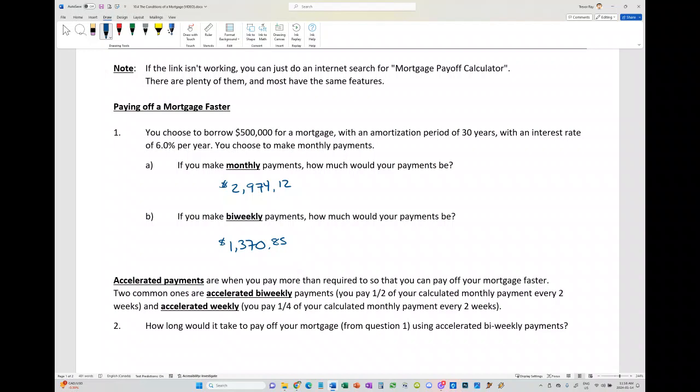Okay, now if you notice, that's actually a fair bit less than half of the monthly payment. Half of the monthly payment would be about $1,487, give or take, and we're only paying $1,370. Now, part of that is because we actually are saving money on interest, because money that normally would have sat in our bank accounts could have been used to pay off the mortgage, which would mean that we're paying less interest overall.